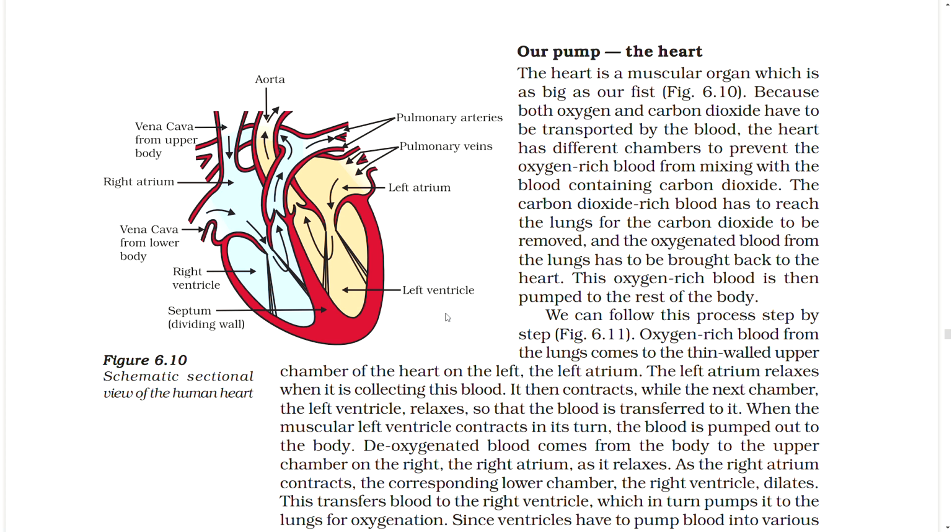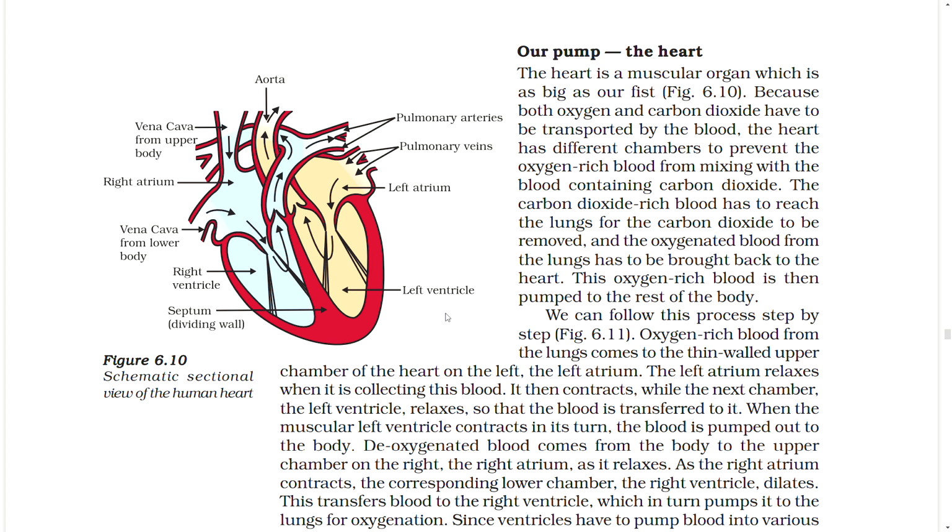Deoxygenated blood comes from the body to the upper chamber on the right, the right atrium. As it relaxes, the right atrium contracts, and the corresponding lower chamber, the right ventricle, dilates. This transfers blood to the right ventricle, which in turn pumps it to the lungs for oxygenation.